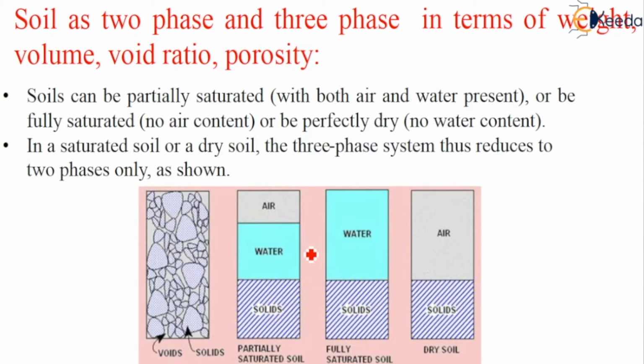Soils can be partially saturated, that is, filled with both air and water, or fully saturated, that is, no air content, or sometimes perfectly dry, that is, no water content. So, in a saturated soil or a dry soil, the three-phase system will reduce to a two-phase system, as we are showing in the adjoining figure. This is partially saturated soil. You can see air, water and solids. This is fully saturated. No air. Air is equal to 0. In dry soils or oven dry soils, water content is 0.